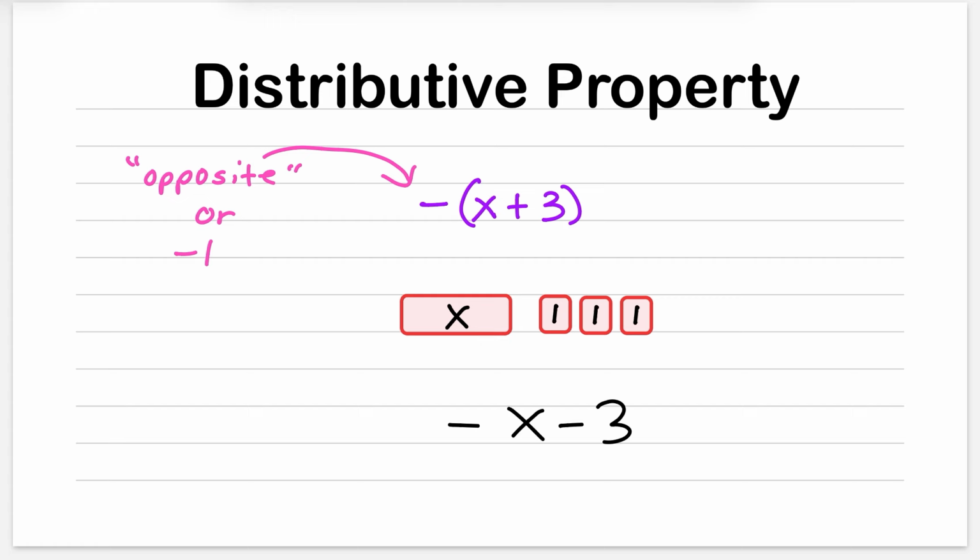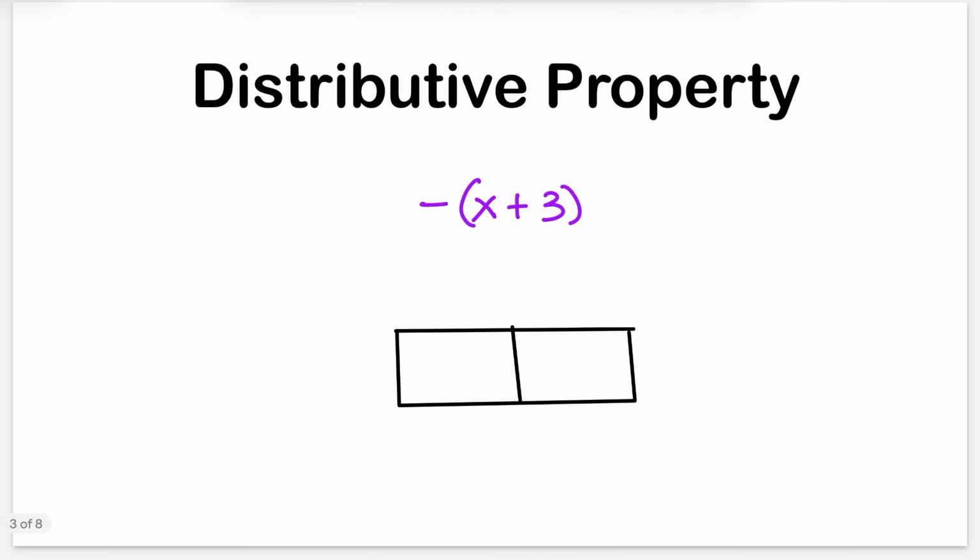I could write it as negative x plus -3, but then I would need to simplify it to negative x minus 3. So notice what it did is it changed the sign of both terms inside the parentheses. Instead of being a positive x, it became a negative x. Instead of becoming plus 3, it's minus 3. Let's look at it using an array.